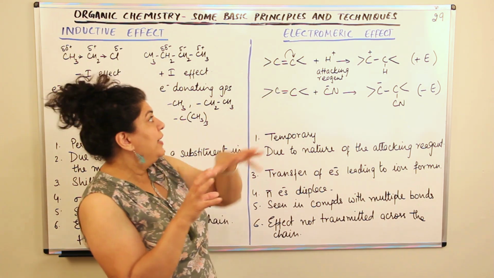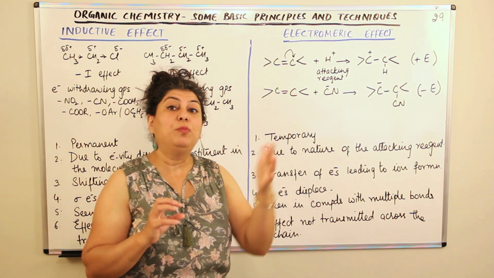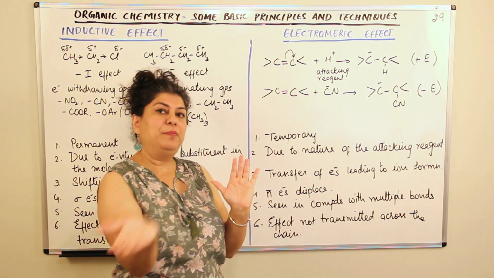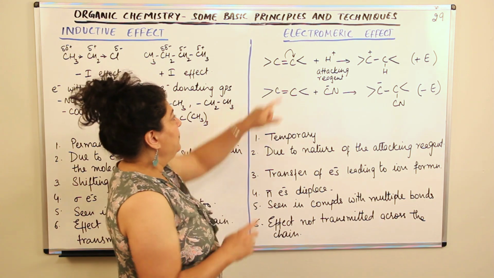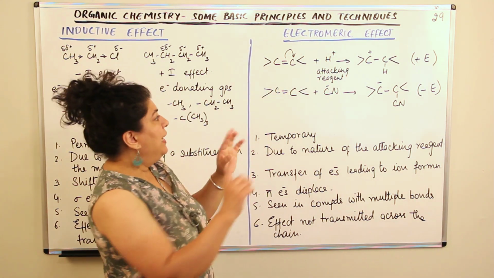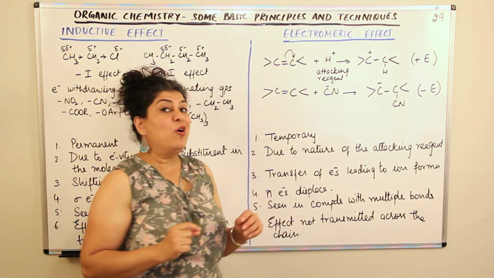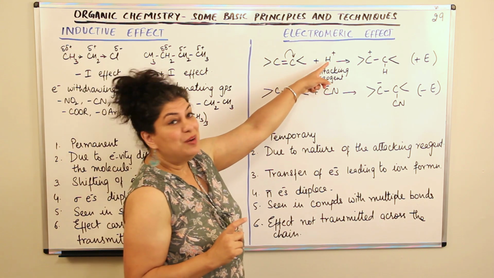In the case of electromeric effect, it is the second bond or the third bond which breaks, and there's a complete transfer of electrons. The attacking reagent is positively charged, H positive. It comes and attaches itself to this carbon. So naturally these electrons, where will they go? They will go towards the positive charge.